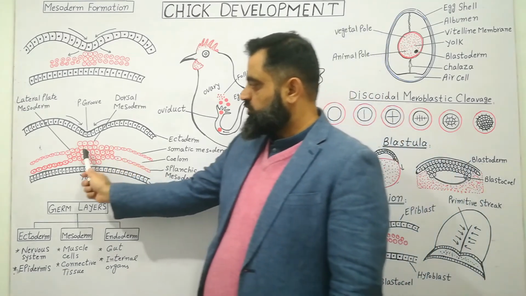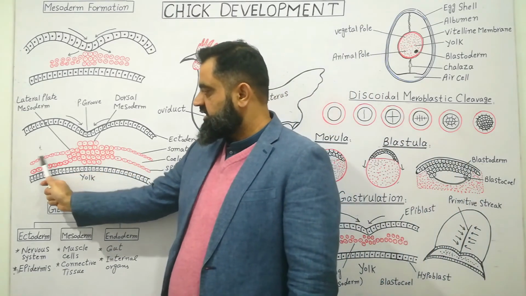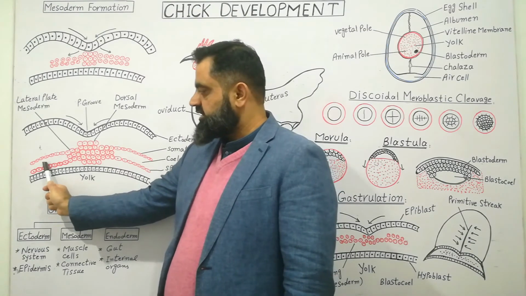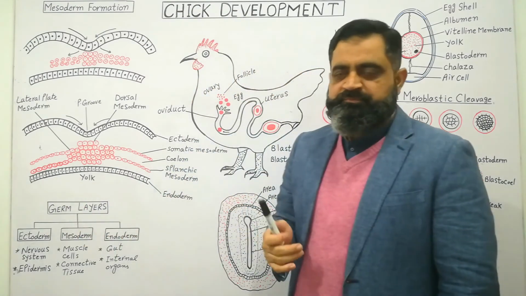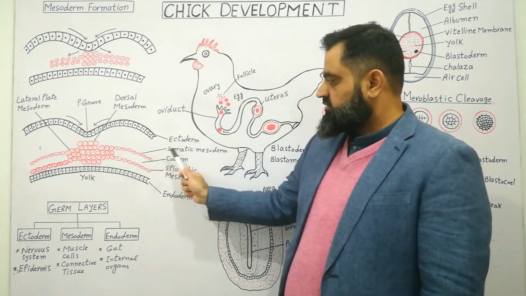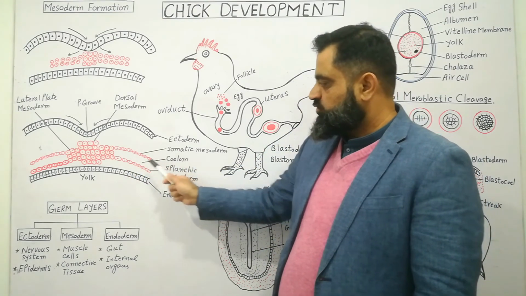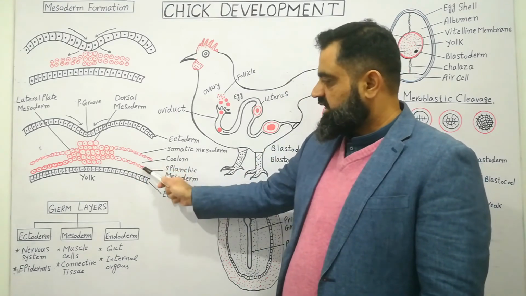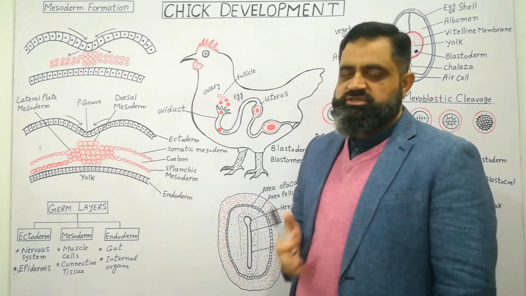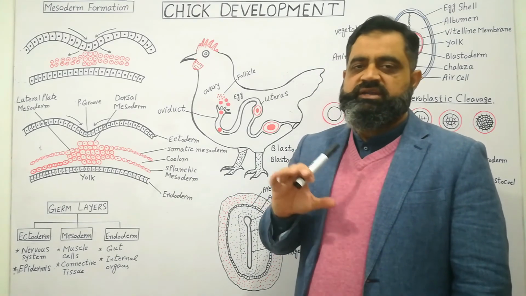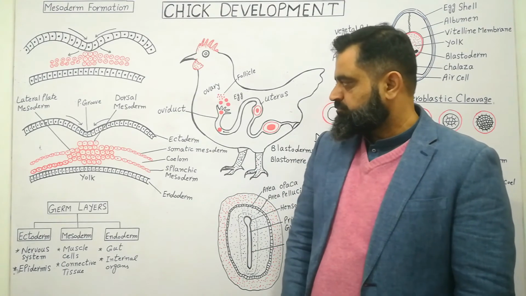As you can see right over here, this is the upper layer of the cells and this is the lower layer of the cells. And between these two layers, there is a space which is known as coelom. You can see right over here, the upper layer of cells is known as somatic mesoderm, while the lower layer of the cells is known as splanchnic mesoderm, and the cavity between them is coelom. Because these animals are coelomates, coelom is a very important structure at this stage of the development.